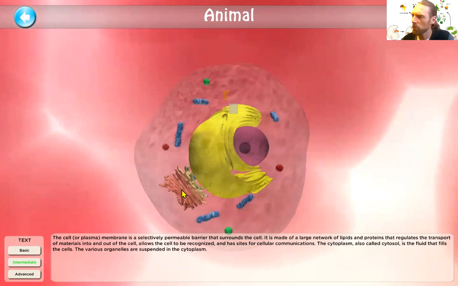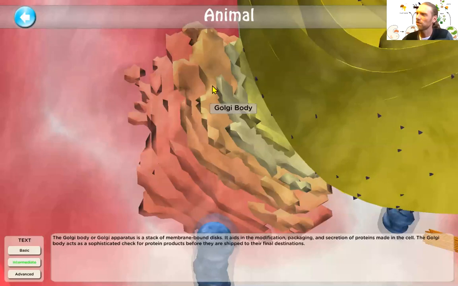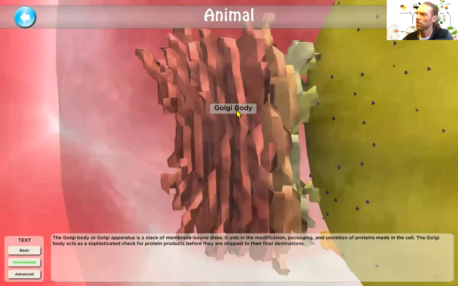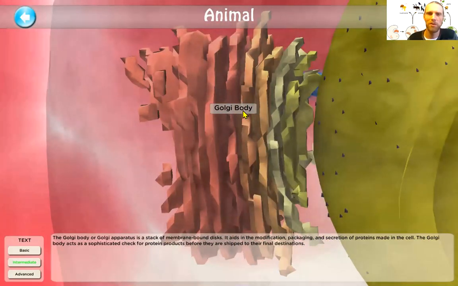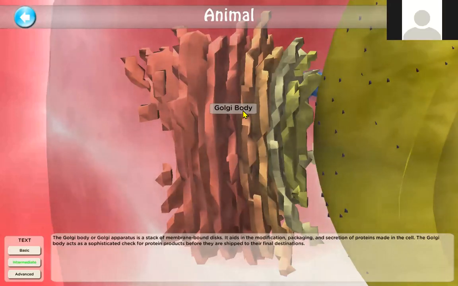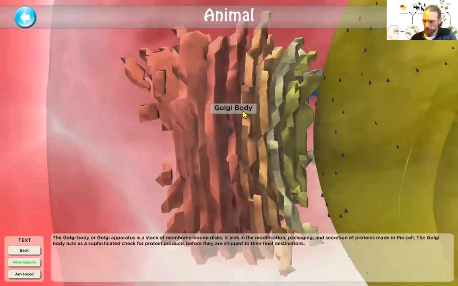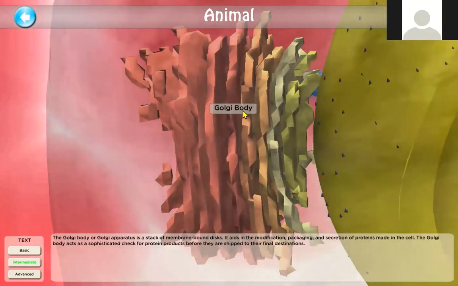Perhaps Gretel, what is this here? This thing next to the endoplasmic reticulum that looks a little bit different in color. What is it? Golgi body. Yeah, what does it do? The Golgi body or Golgi apparatus aids the modification, packing, and distribution of proteins that are made in the cell.